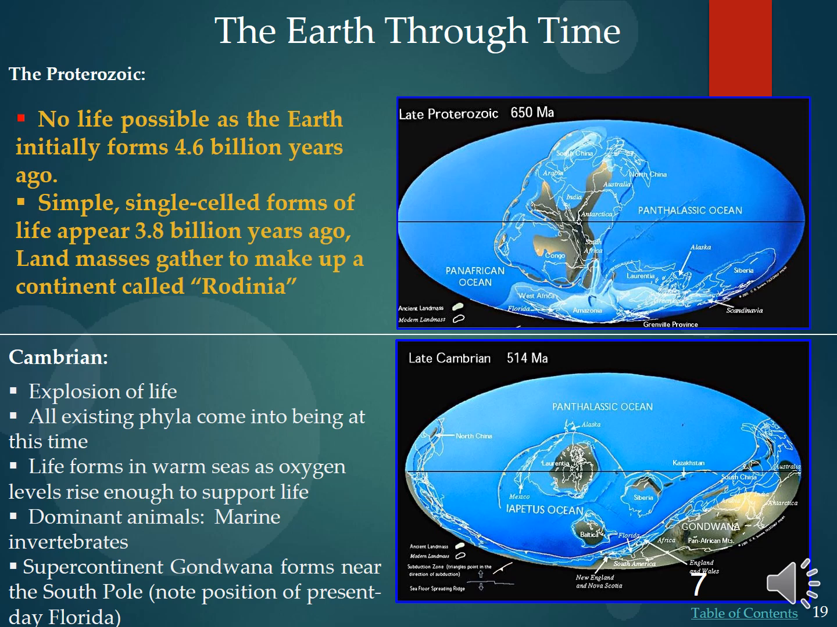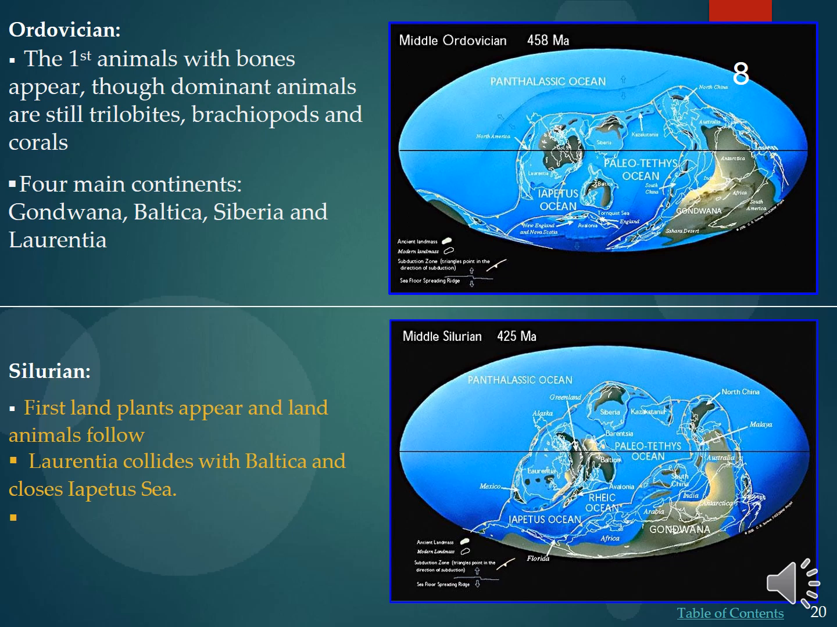The supercontinent Gondwana forms near the South Pole, in the position of present-day Florida. Then comes another era, the Ordovician, where the first animals with bones appear, and the dominant animals are still trilobites, brachiopods, and corals. The four main continents are Gondwana, Baltica, Siberia, and Laurentia. Then comes the Silurian.